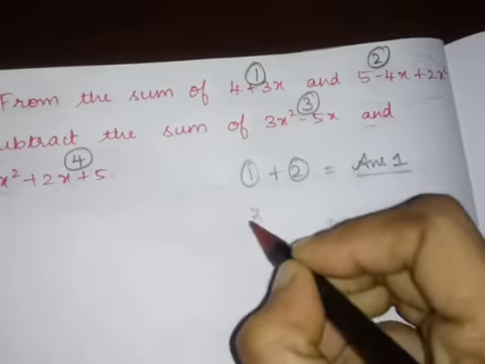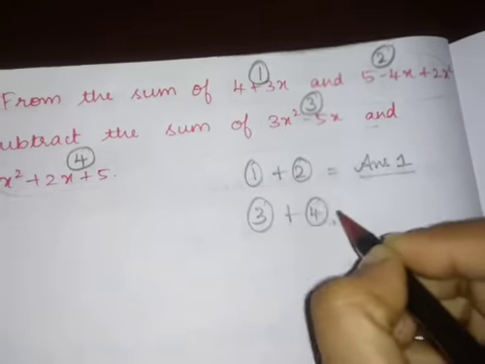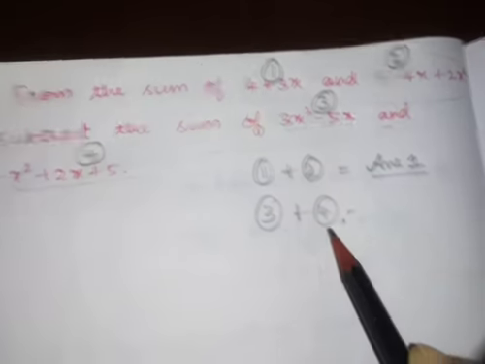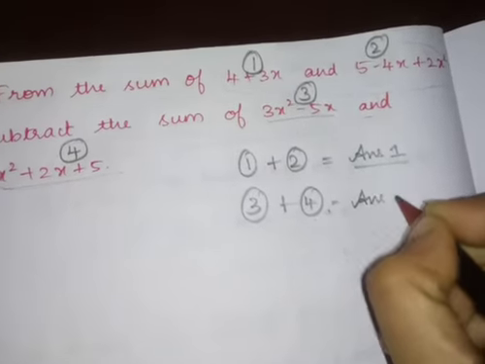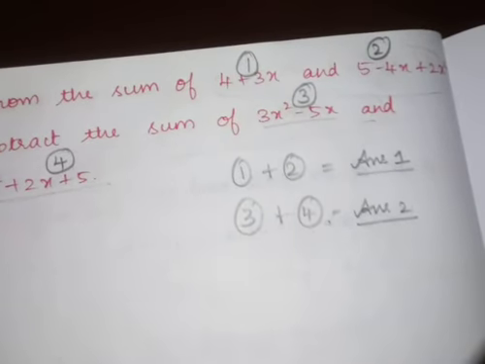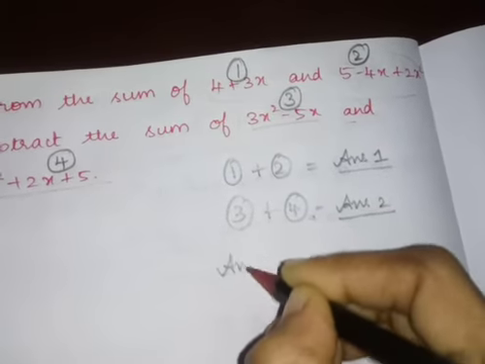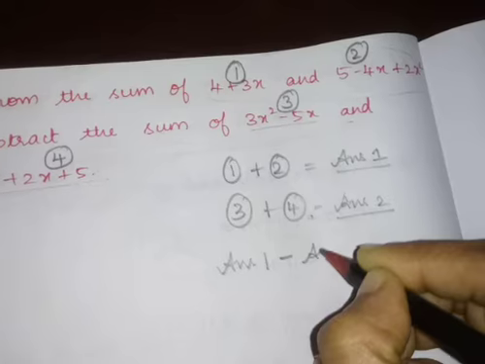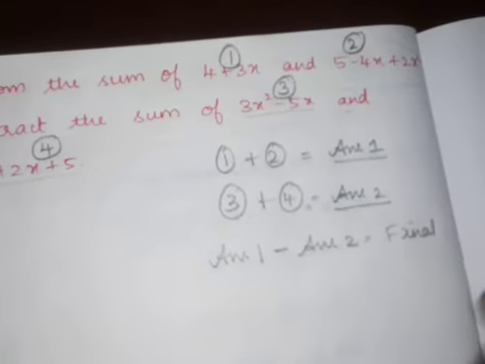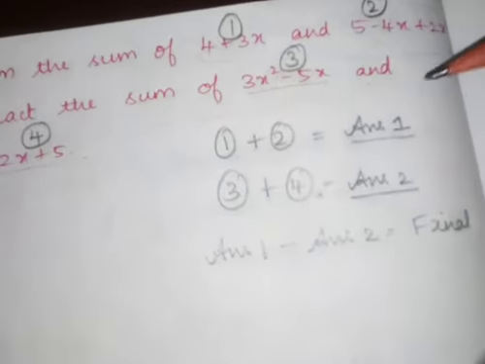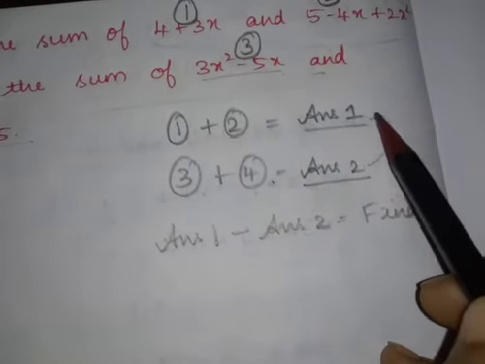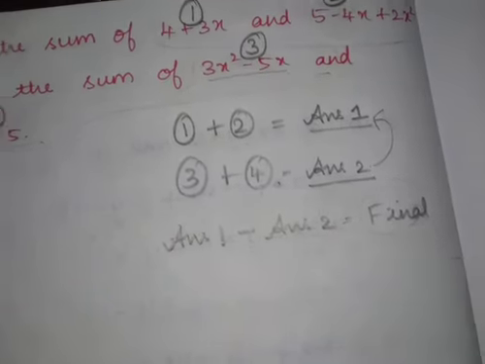Next, third expression and fourth expression I should add, which means I should add this expression and this expression, and I'll get answer number 2. Okay. Now I got 2 answers. Now what do we have to do? From this answer 1 I should subtract the answer 2, and I will get the final answer. So what we should do, children? From this answer 1, I should subtract this answer 2. So I'll get the final answer.